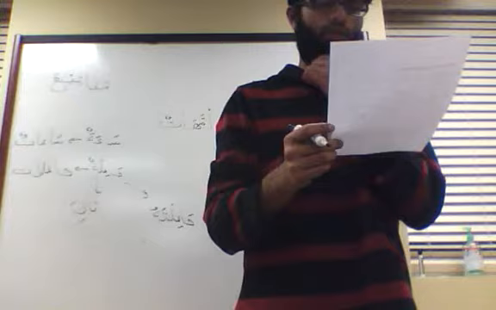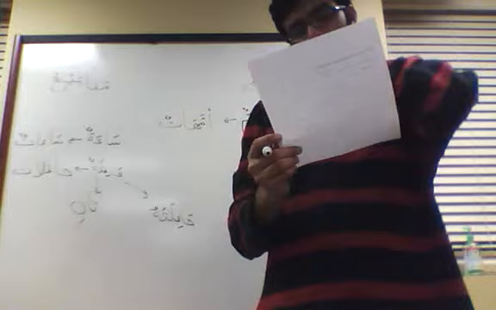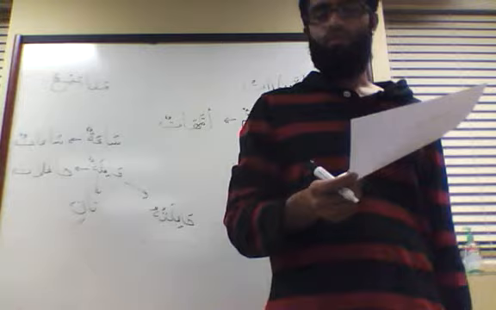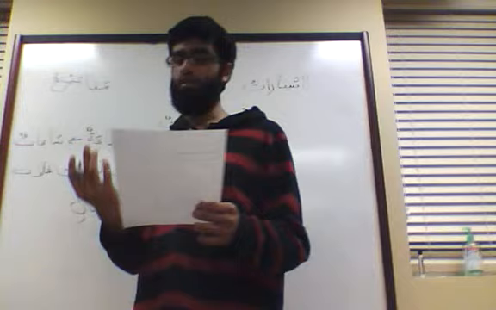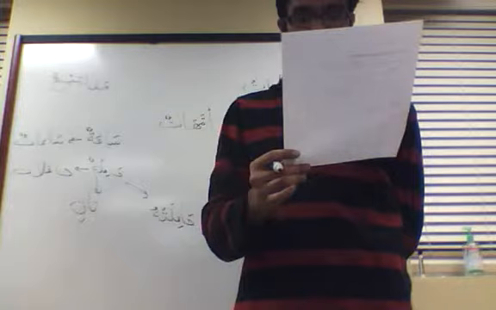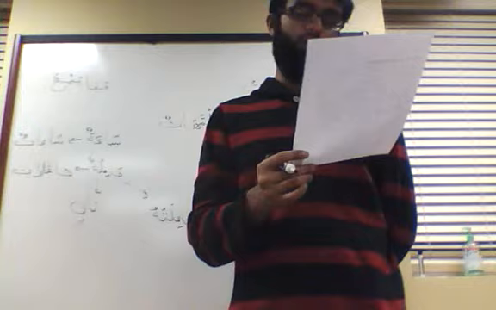Okay, how do you say two keys? Nope. Use the singular, make it dual. Miftahani, right? So you take the ta, take the ha, and put an alif noon at the end. Okay, how do you say his key? It's right there on the page. No, it's not. Oh, I think it's a mistake. Miftahuhu. They're the same. Okay, so that's one. Miftahuhu.